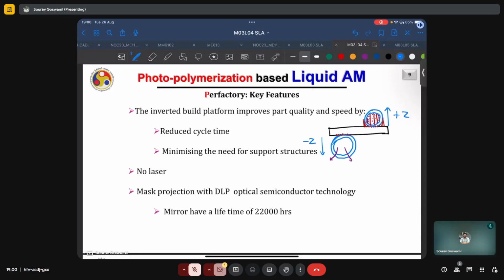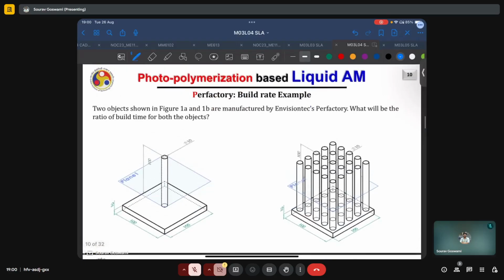Then there is no usage of laser, which saves us considerable costs in terms of sophisticated optics. And then there is the use of mask projection with DLP, optical semiconductor technology, which have very long lives, of the order of some 22,000 hours. Here we also have an example which shows the power of the Perfactory technology.